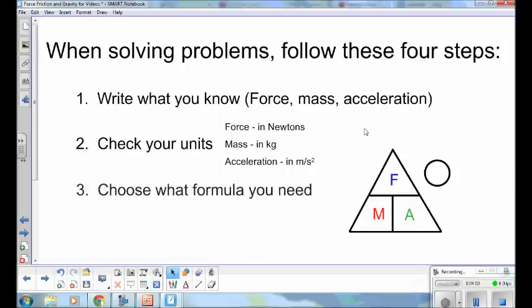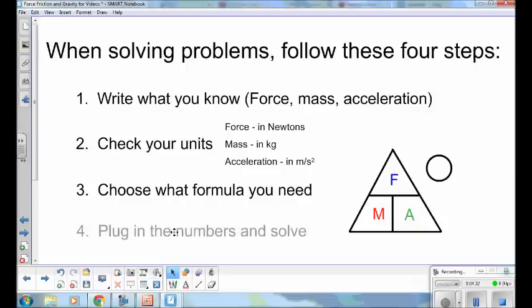The next piece can be a little bit more difficult, and I noticed that some of you struggled with this with the speed formulas. You need to choose which formula you want to use. So again, if you're looking for force, you just cover that up and it's mass times acceleration. If you're looking for acceleration, you cover that up and it's force divided by mass. And if you're looking for mass, you cover that up and it's force divided by acceleration. The last thing you're going to do is plug in the numbers and solve your problem.